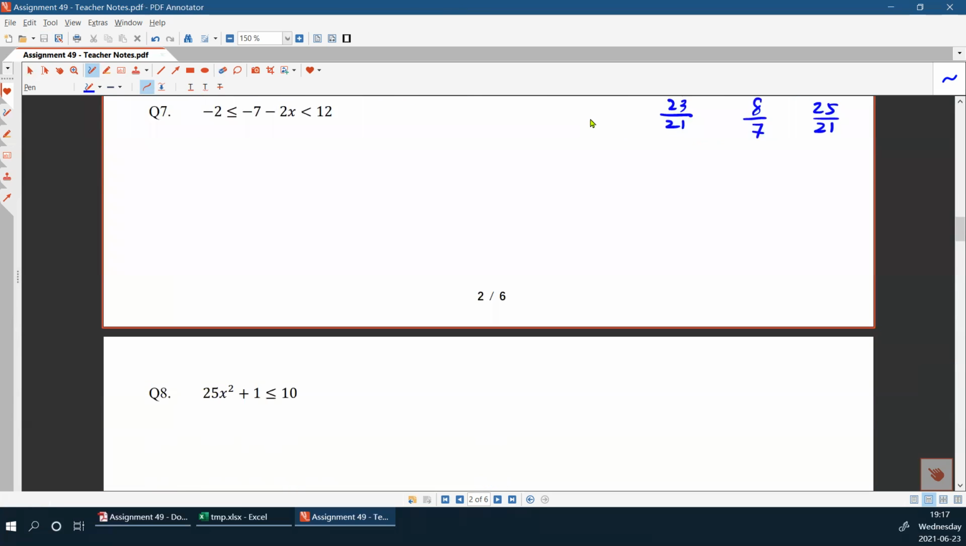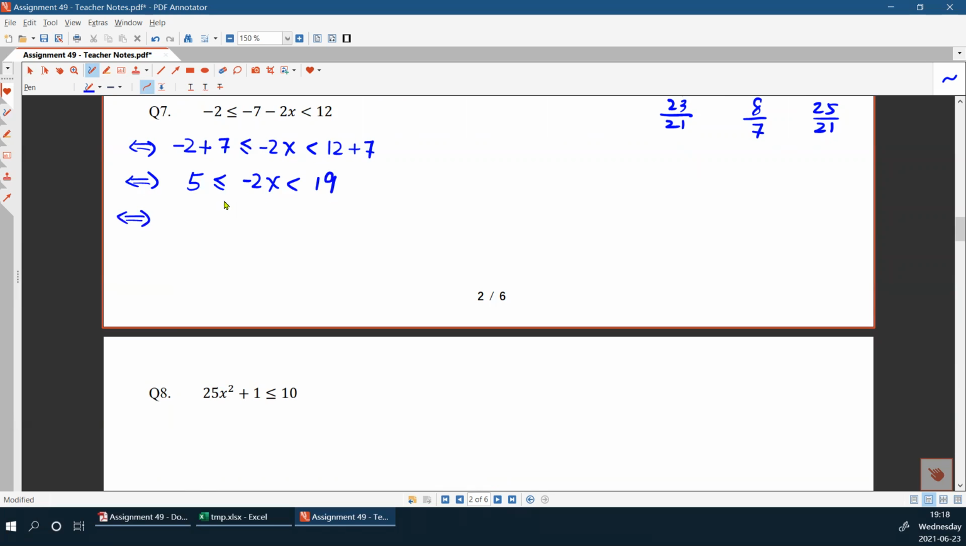No? Okay, let's see question 7. Question 7, first of all, we can add 7 to both sides, right? Minus 2 plus 7 smaller than or equal to minus 2x, smaller than 12 plus 7, right? And this is equivalent to 5 smaller than or equal to minus 2x less than 19.